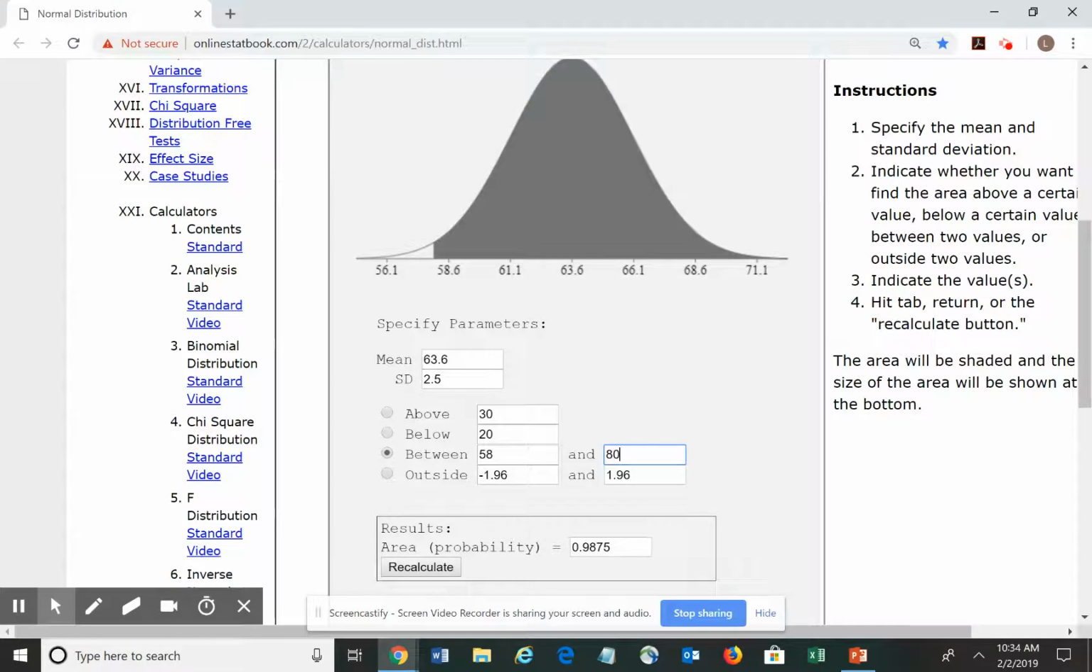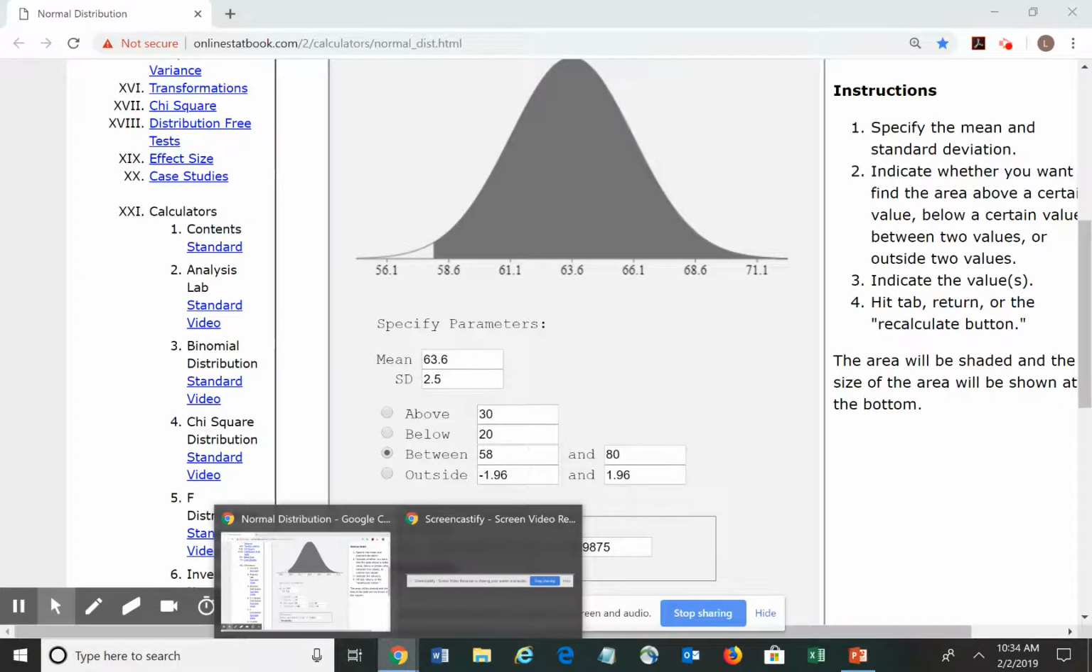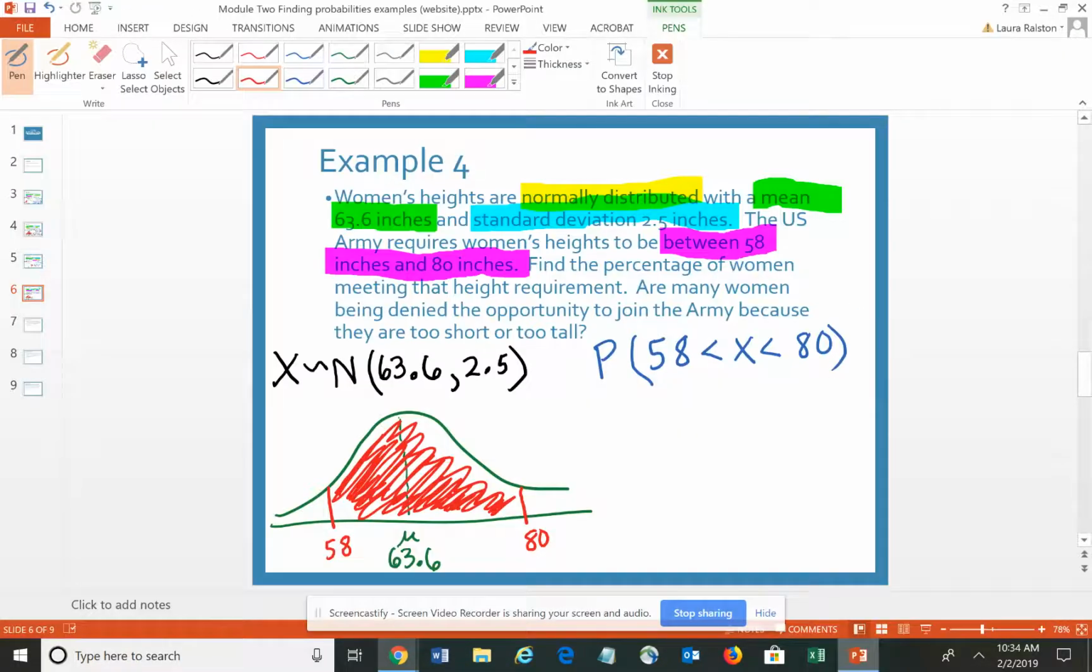We enter, and again, our results give us the value in the results box. We get 0.9875. Okay, so going back, the probability that a woman is between 58 and 80 inches is 0.9875, or as a percentage, since they asked for a percentage, 98.75% of women would qualify to be in the Army.